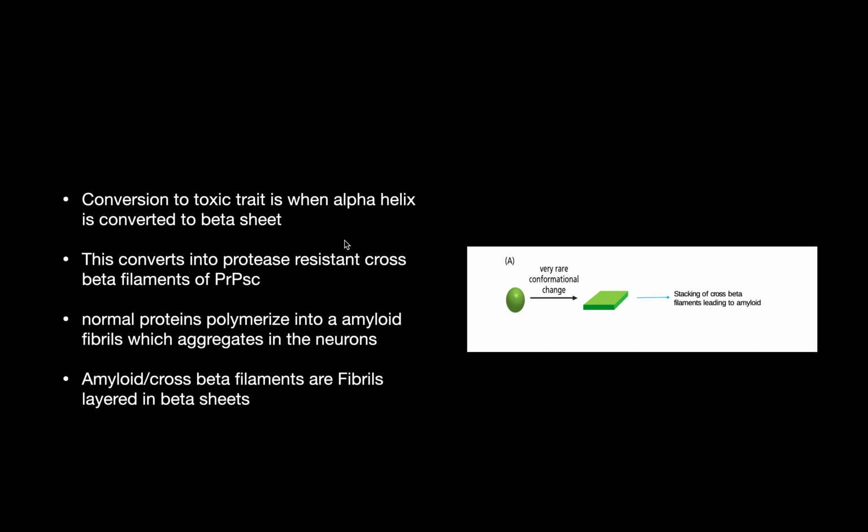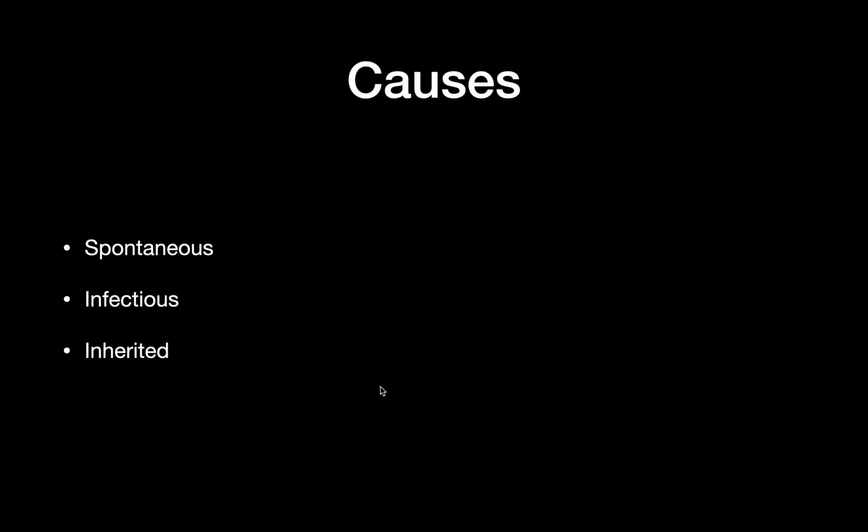So prions are toxic when the normal alpha helix is converted to a beta sheet, and that's what is degradation resistant. So the sheets form into these amyloid fibrils, and those just accumulate, and they can't be broken down. These are the causes. This is very, very rare. This is the most common in animals and in humans.